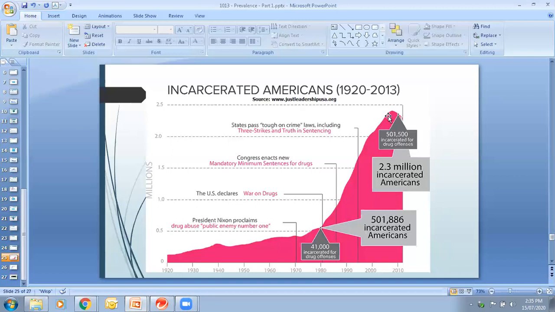So in 2010, which was 10 years ago now, 2.3 million incarcerated Americans. I think that you'll probably find that there are more than that now, and they're just building prisons or having to find prisons at a huge rate, and they simply can't keep up with it.